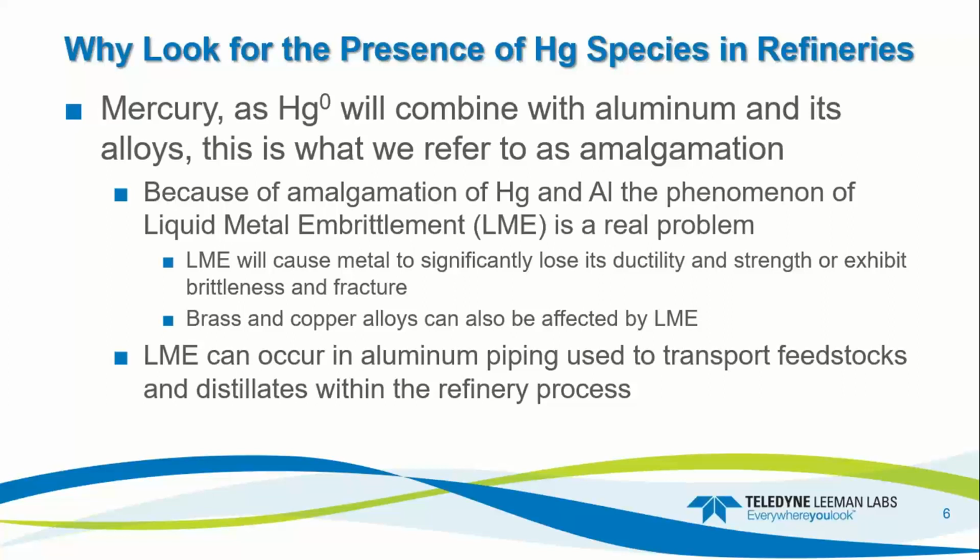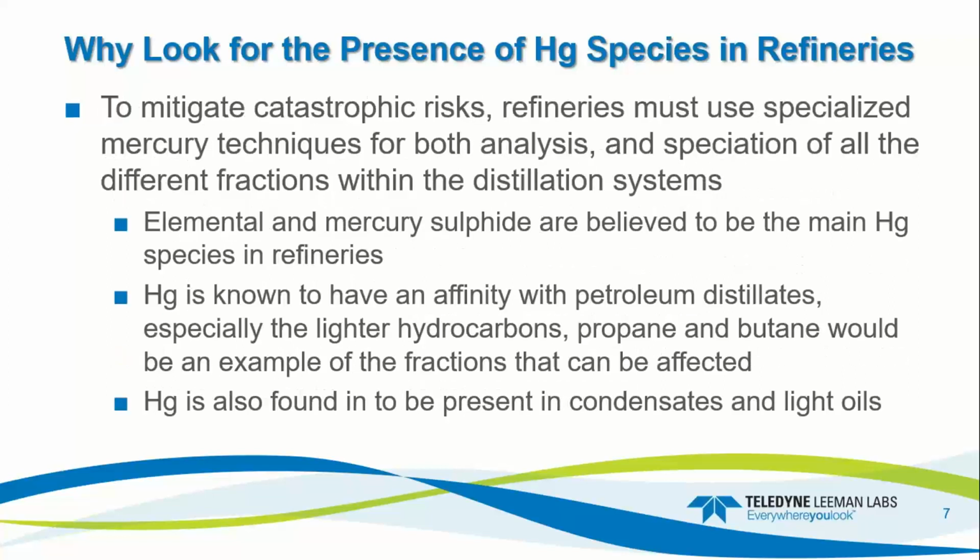If you go online, you can search this phenomenon. You can see some of the catastrophic events that have happened over the years at refineries, and they'll show pictures of piping that is just ruptured, and that usually leads to a fire and explosion. Liquid metal embrittlement can also occur in aluminum piping used to transport feedstocks and distillates within the refinery process. So it can happen everywhere. It's something that has to be on the top of the list of what to watch out for.